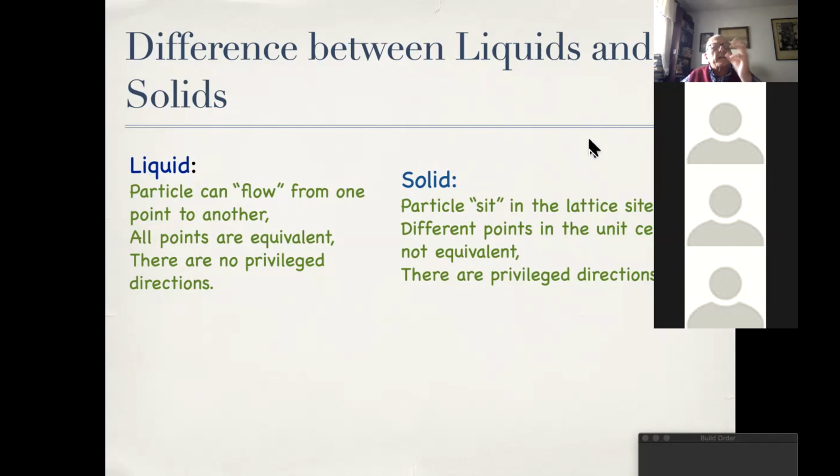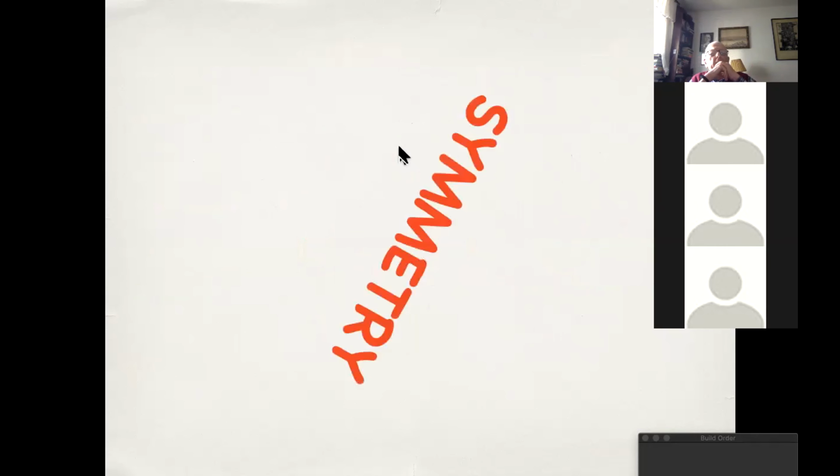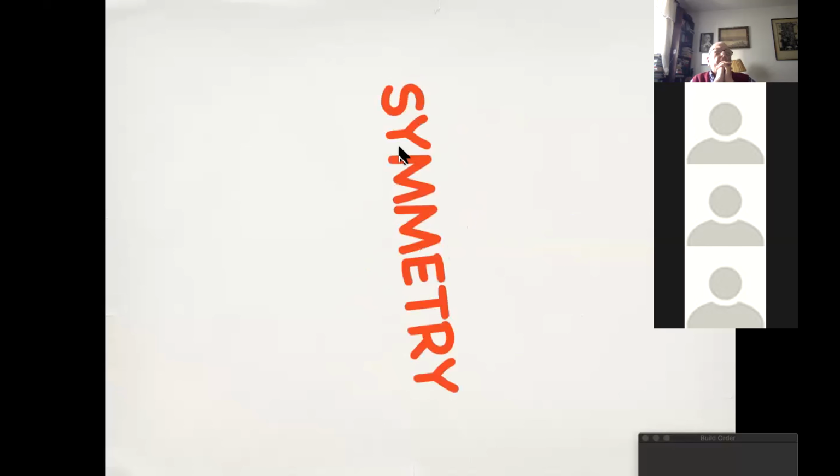So we have those three differences. And let's ask ourselves now the question, what is the main reason for those differences? What physical property is actually responsible for the differences between liquids and solids, as shown on this little table, and what distinguishes these three different states of matter? And the answer is there is one property, and that is a property which we call symmetry.